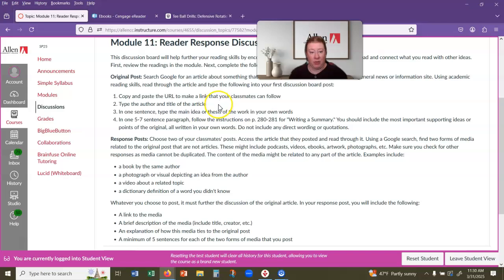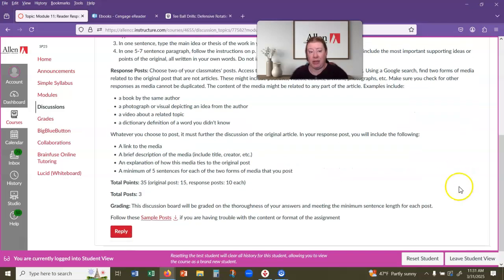Author and title of source if you have it, and then main idea, or the thesis of the work in your own words. A lot of times major websites don't have a thesis like we think of. They may not have one sentence that explains the main point of the website, but you can put that in your own words if you want. And then one 5 to 7 sentence paragraph that just summarizes the information.